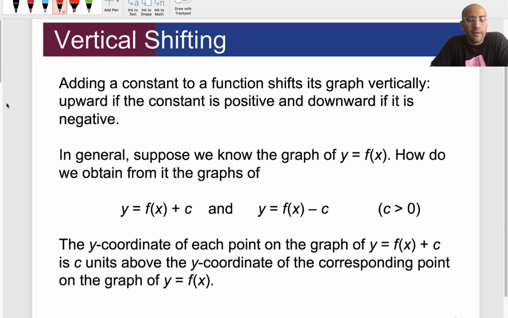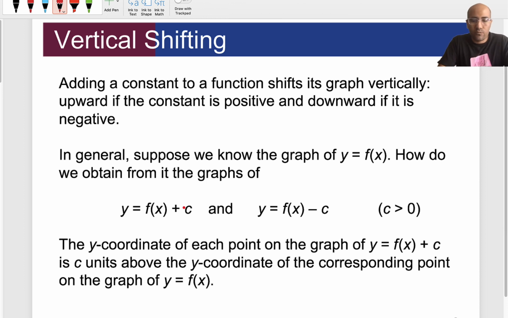We're going to look at what happens to the graph of a function when we add or subtract a constant. Note that in this case, c is a positive constant. Therefore, plus c means that we're adding a positive value, and minus c means that we're subtracting a positive value. So we're going to explore what happens to the original function f of x as we apply these constants.